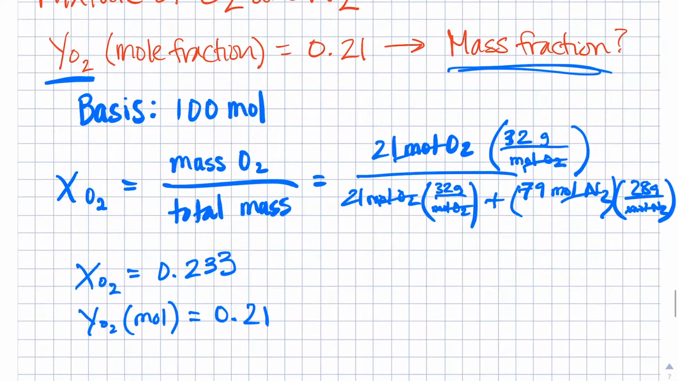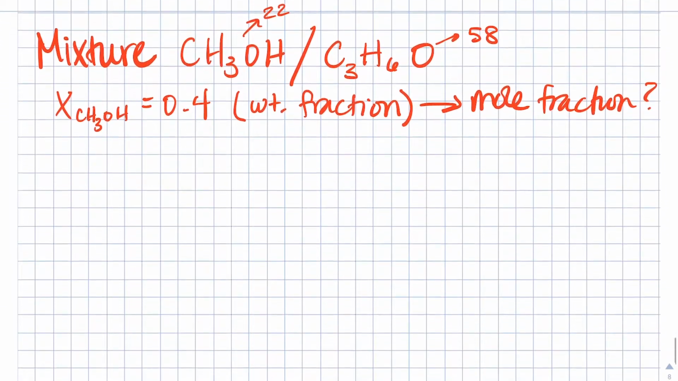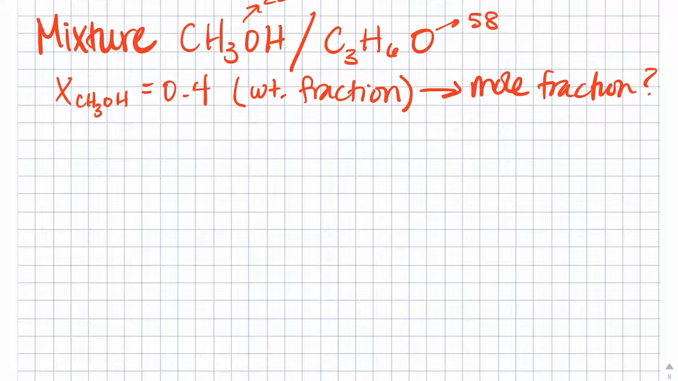Pretty cool, huh? So continuing on, let's do another example, but we're going to go the other way. We have mass fractions or weight fractions, and we want to get mole fractions. So looking here, we have a mixture of methanol and acetone. And we want to figure out that if I have a mass fraction of methanol of 0.4, what is the mole fraction? So we're going to do the same thing. We're going to assume a basis of 100 grams this time instead of moles.